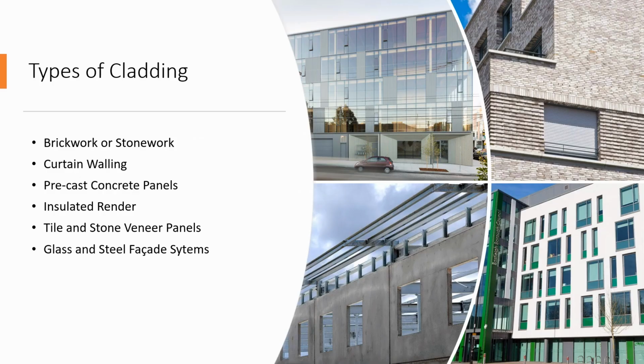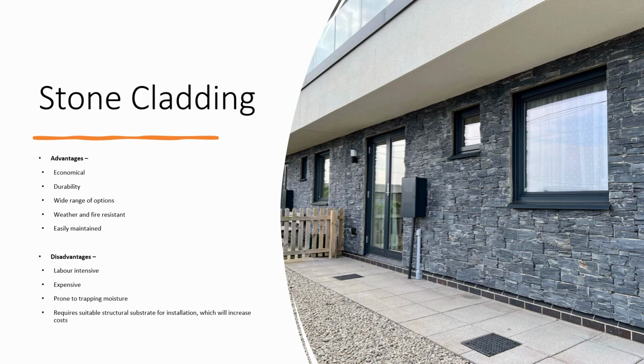There are different types of cladding which can be used, some of which are brickwork or stonework, curtain walling, precast concrete panels, insulated render, tile and stone veneer panels, glass and steel facade systems. Firstly, we have the stone cladding. There are several advantages and disadvantages to using this. The advantages are that it is economical, it is durable, there are a wide range of options, it is weather and fire resistant, and it is easily maintained.